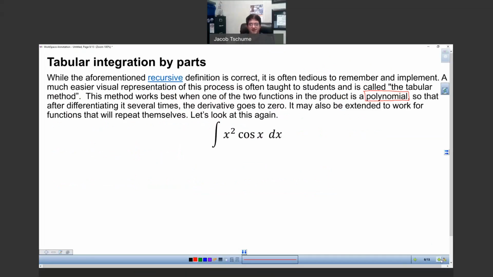This method works best and easiest if one of your terms is a polynomial. The reason it's so nice is that after you take the derivative of a polynomial function several times, eventually you want that derivative to go to 0. The derivative of a natural log function doesn't ever go to 0, which doesn't really help. That being said, I wasn't going to type up what you have to do. I think it's best if I do this by explanation.